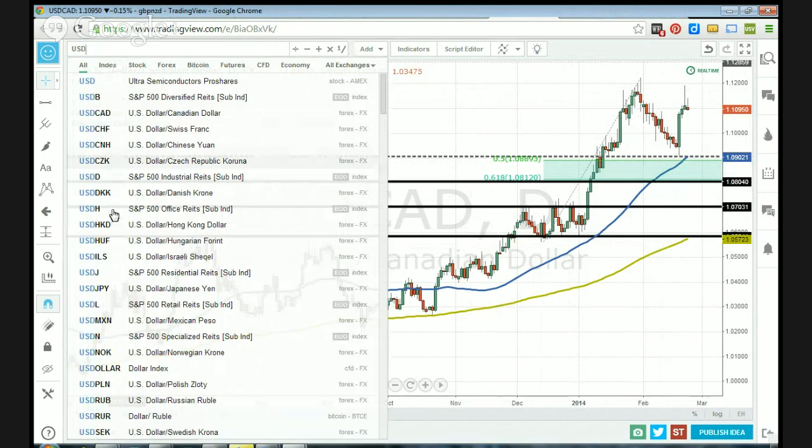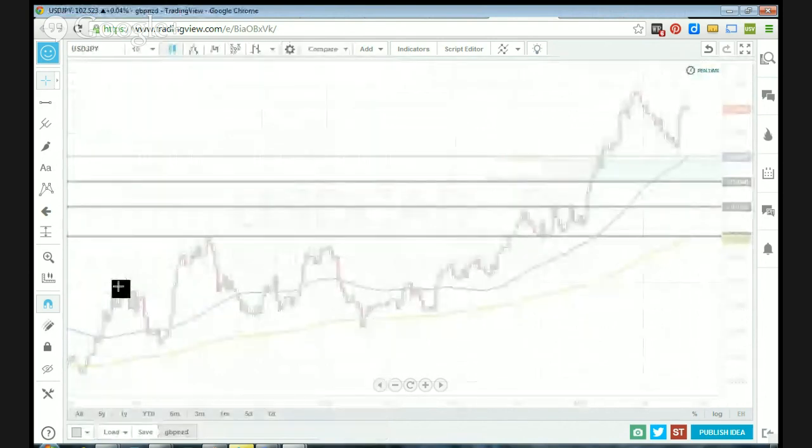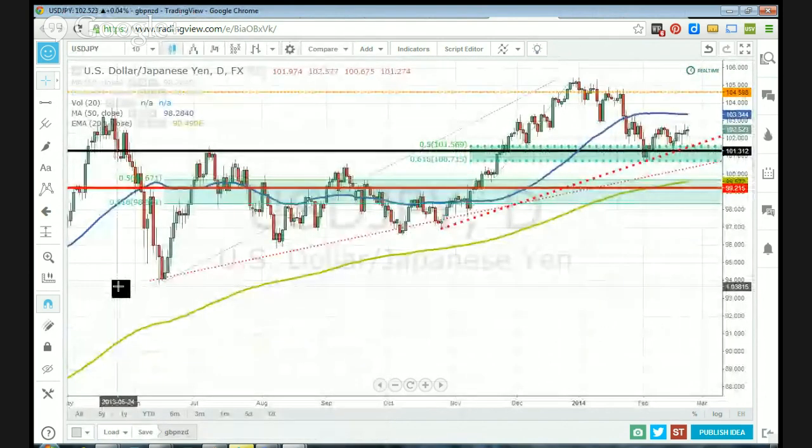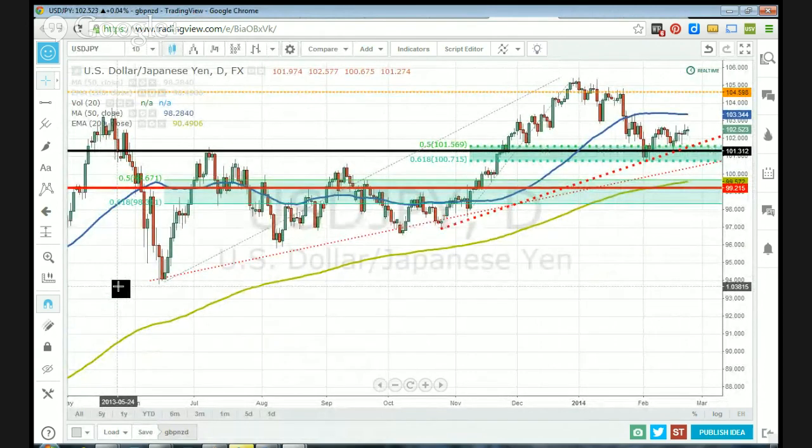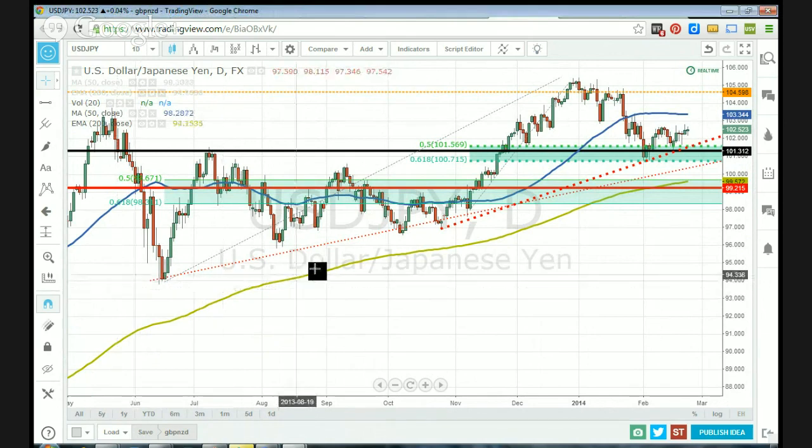Dollar Yen. Yeah, let's see if we can buy that black line. Same as Euro Yen. I'm still waiting on that pullback. Let's see if it occurs. Not really going to do anything otherwise. Let's just wait and see if the entry order gets filled.